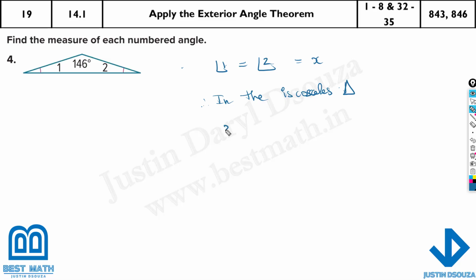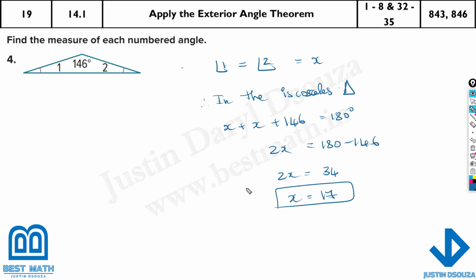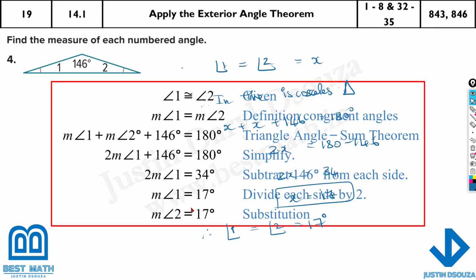Just write x plus x plus 146 is equal to 180 degrees. Now you can take 146 to the other side, it will be 180 minus 146. What about here? x plus x is 2x. So 2x will be equal to 34 degrees. So x will be equal to half of it, that is 17. So x is 17. Therefore measure of angle 1 is equal to measure of angle 2 is equal to 17 degrees here. Just do 180 minus 146 and half of that will be the answer. Here we go.